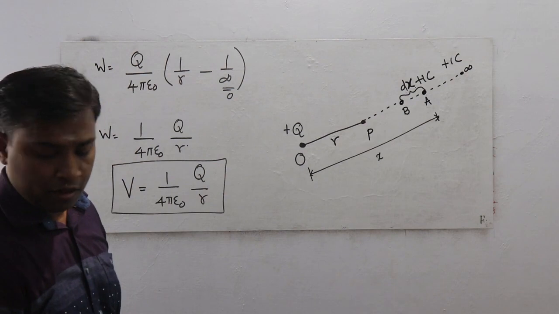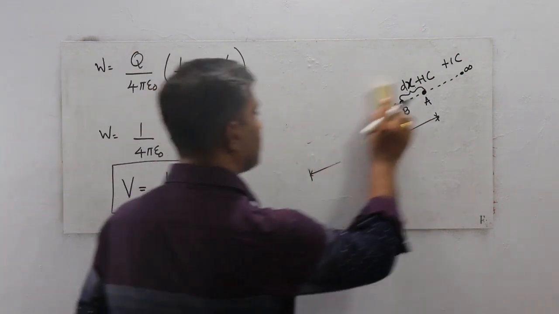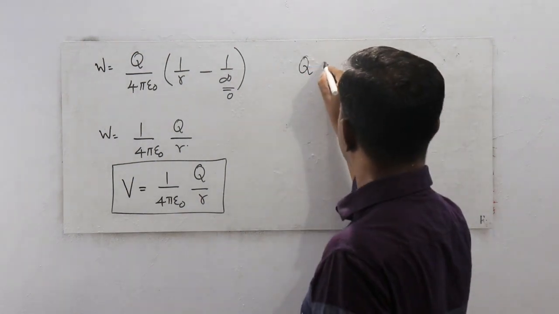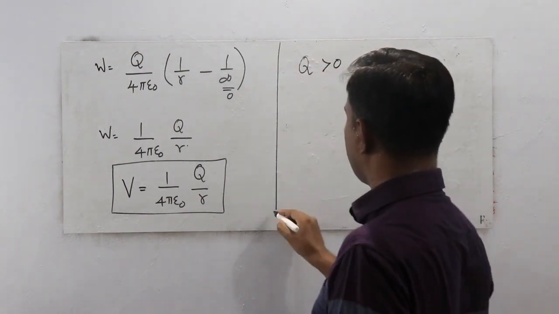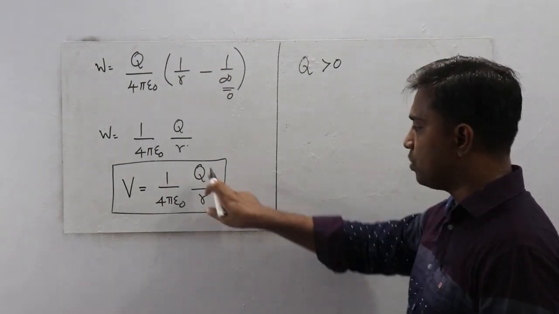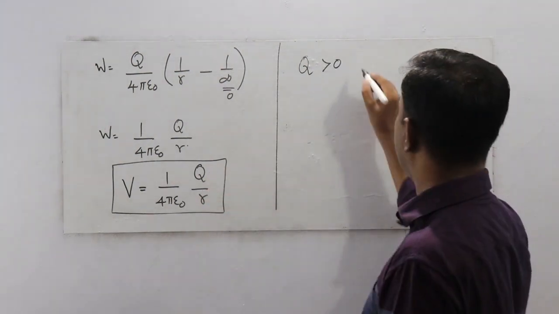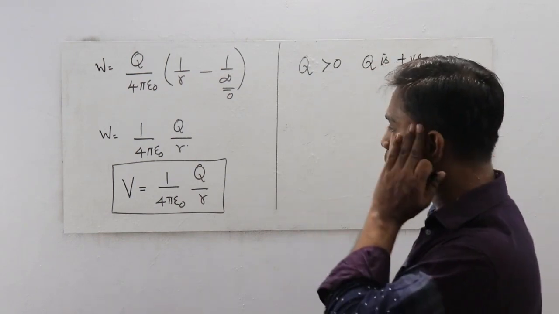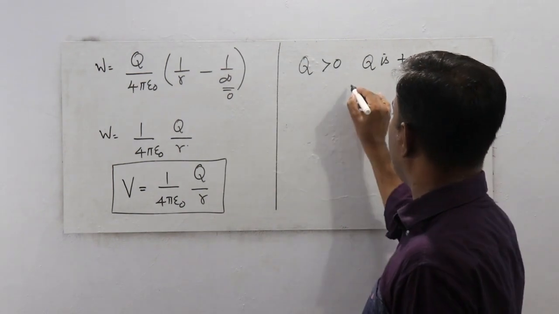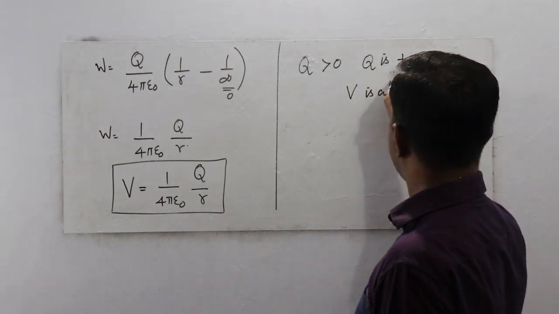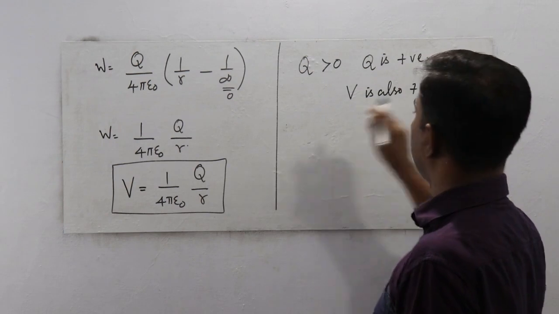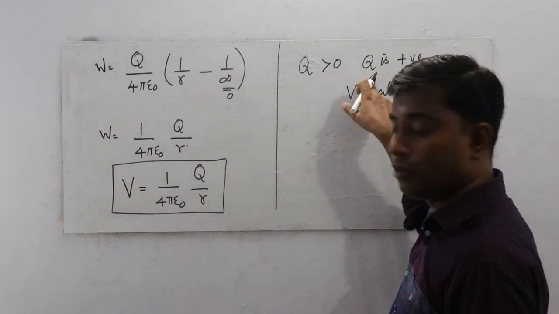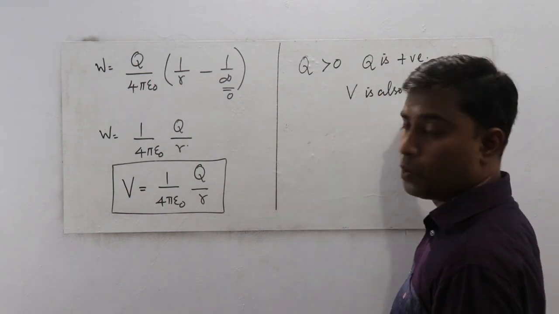Is it clear? So now suppose the charge q is greater than 0. That means q is positive. Q is positive, so the potential V is also positive. Q is greater than 0 means the charge is positive, so that means potential is also positive.